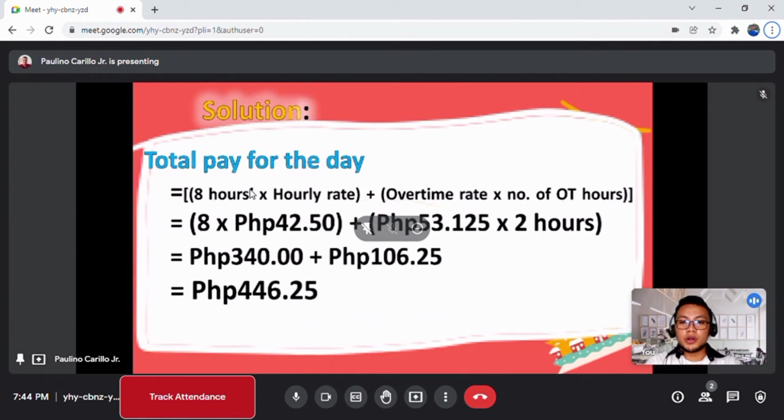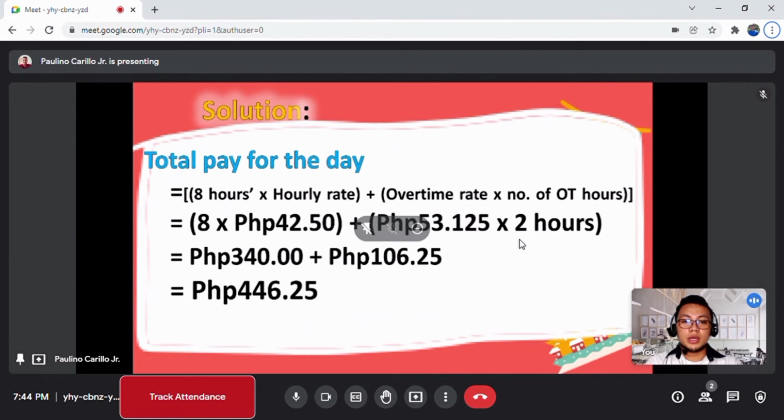Solve for the total pay of Myrna for an ordinary day using this formula: 8 hours times the hourly rate, plus overtime rate times the number of overtime hours. Again, her 8 hours is the regular working hours of Myrna, times 42 pesos and 50 centavos hourly rate, which we have computed a while ago. And then our overtime rate is 53 pesos and 125 centavos times 2 hours.